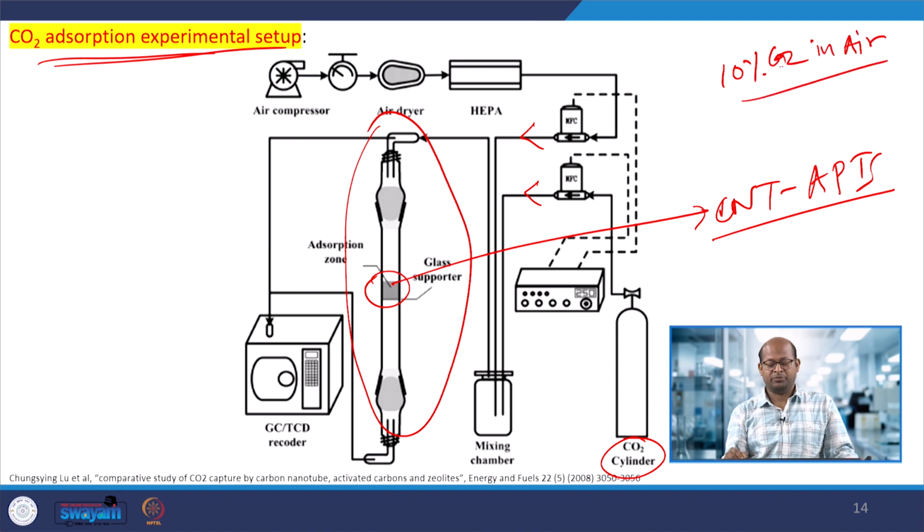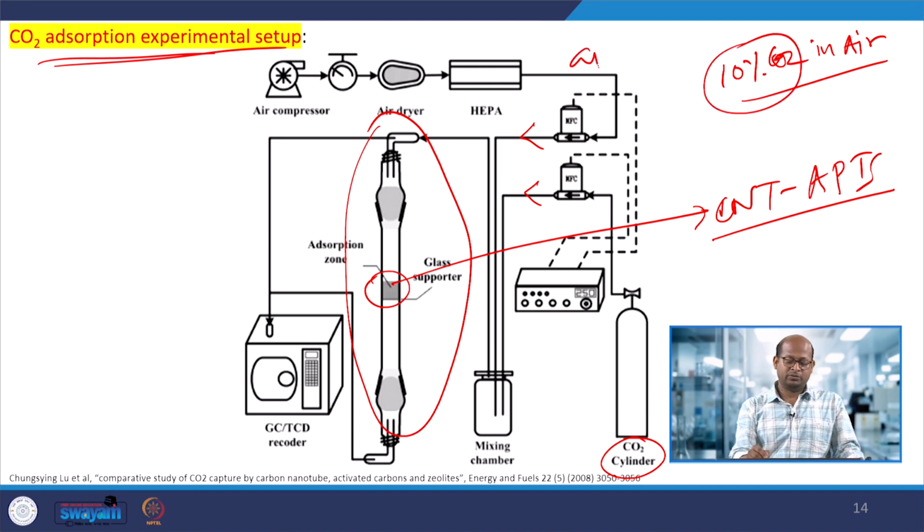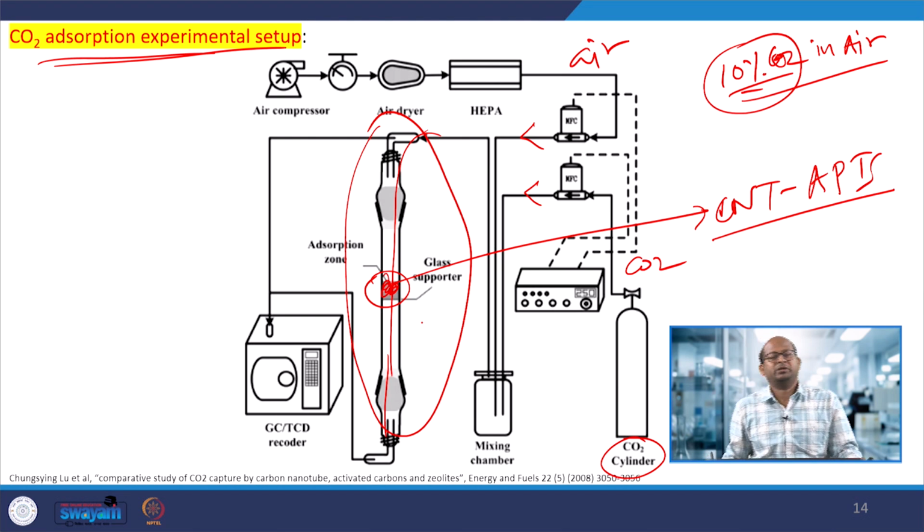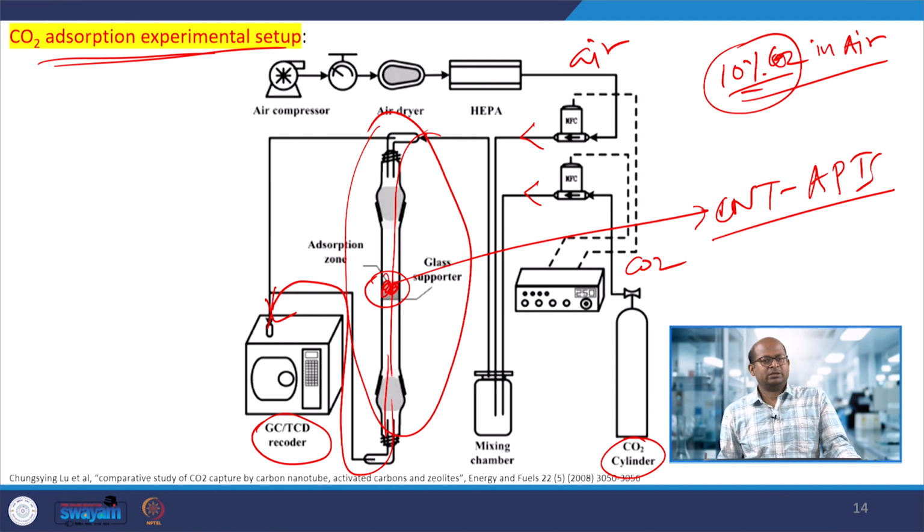So, if we want to capture this CO2, it will pass through this, the CO2 will come at 10%, and then it will pass through this glass chamber where the material is, at a particular temperature that we can maintain depending upon our adsorption study, maybe 30, 40, or 50 degrees centigrade. Whatever gas comes out goes to the GC, and we can use TCD detectors to detect the amount of CO2 adsorbed.